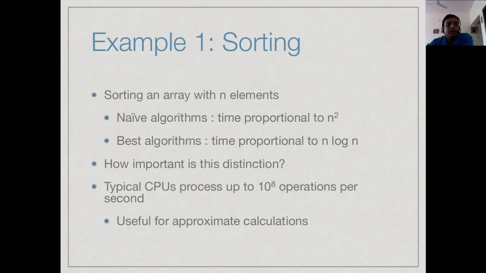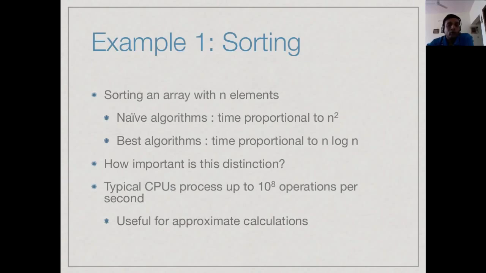On the other hand, we will see soon in this course that there are much cleverer sorting algorithms which work in time proportional to n log n. So we can go from a naive algorithm which takes time n square to a better algorithm which takes time n log n. What we have really done is we have taken a factor of n and replaced it by a factor of log n. So this seems a relatively minor change. Can we see what the effect of this change is?